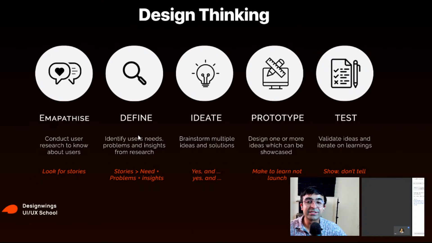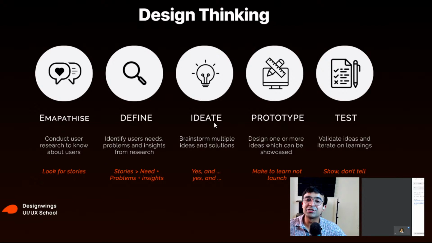The next stage that we often look at is the definition stage, where we define everything that we researched. Once you research something, you have to document it. You have to take something out of it. You have to come to a conclusion. So here we are identifying users' needs, problems, and insights from the research that we've done. Again, this is done in an orderly fashion with a certain method and process in mind. We go from stories to needs plus problems plus insights. Remember these three things: needs, problems, insights.